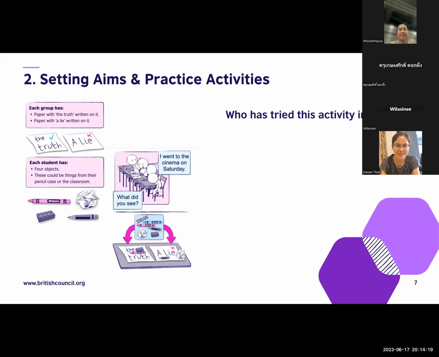I like that you help the students prepare the language before they speak and guess which one is correct or which one is a lie.